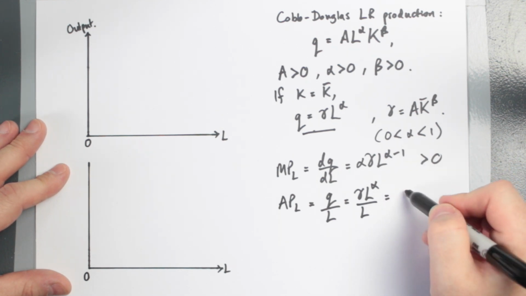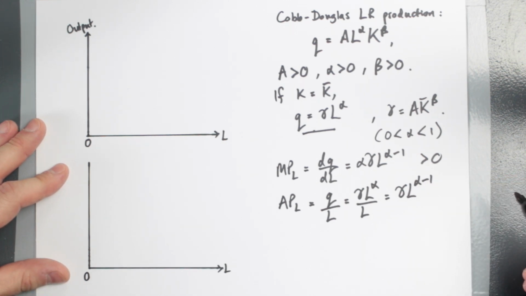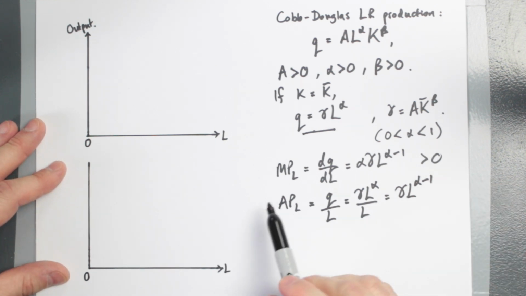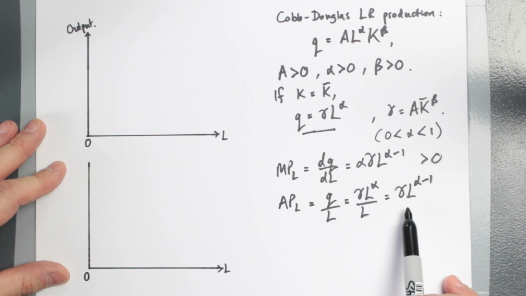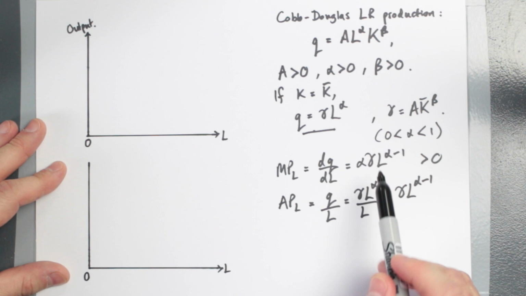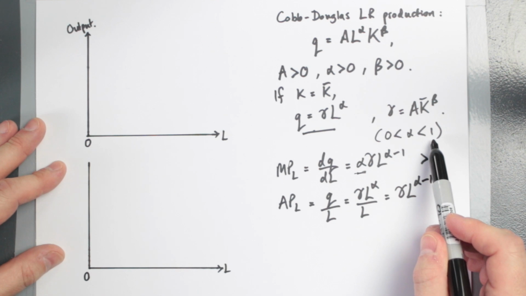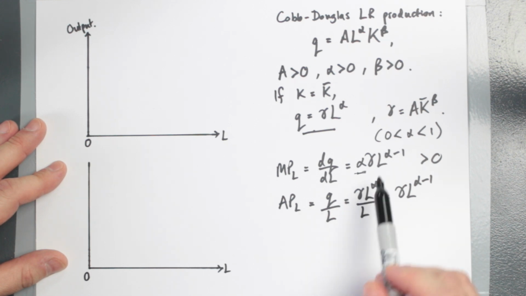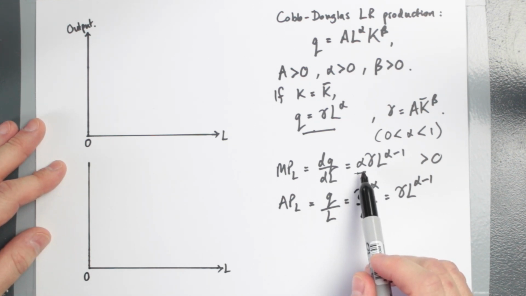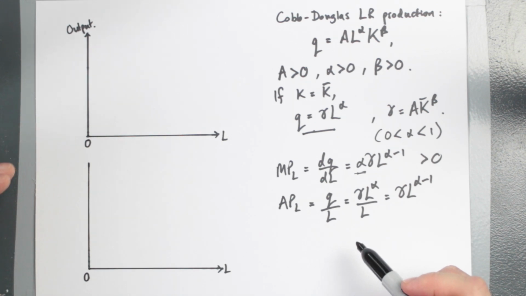In which case, we would get gamma times L to the power alpha minus 1. So in this case, we would get that the average product of labour here looks like the marginal product of labour, except it's missing this alpha term here. And I've assumed alpha is less than 1. So here the marginal product of labour is equal to the average product of labour multiplied by something that is smaller than 1, greater than 0. So here marginal product of labour will always be below the average product of labour.